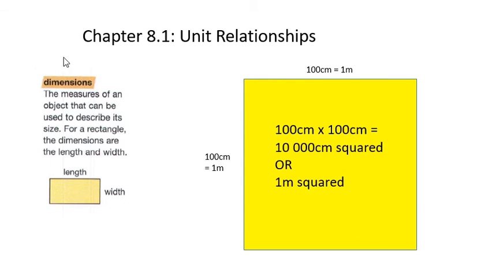A bit of vocabulary for you, the word dimensions. You've heard the word dimensions often in sci-fi, but there's also a mathematical connotation to it. Dimensions would be the measures of an object that can be used to describe its size. For a rectangle, the dimensions are the length and width, and we have a diagram of that down here.